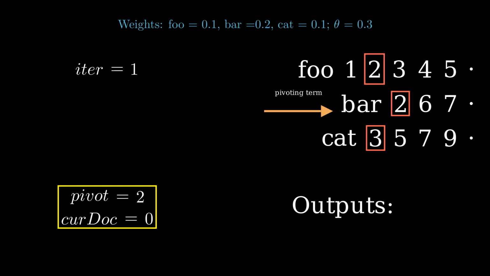If the pivot is greater than the current document ID, and the first term's pointer points to a document with ID equal to the pivot, then we can add the pivot ID to the output and increase the current document ID to be the pivot.